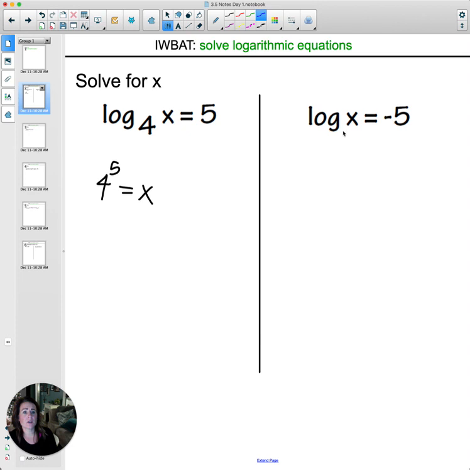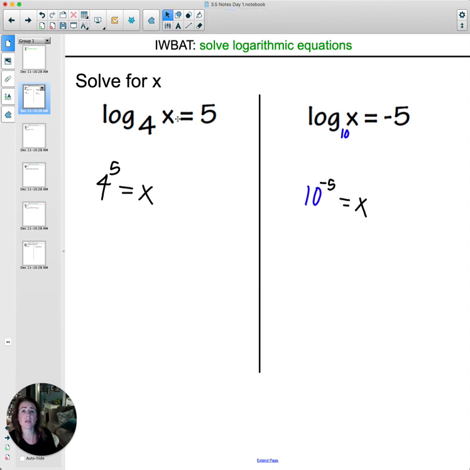So over here, this one has a base 10 when it's not written. So if we were going to do this one, it would be 10 to the negative 5 equals x. And then again, you could evaluate that if you wanted or if the problem asked for it. So that's one way on these simpler ones with just one log.